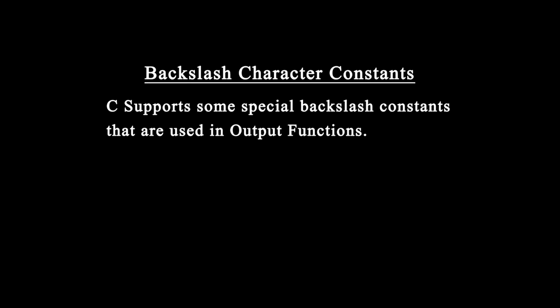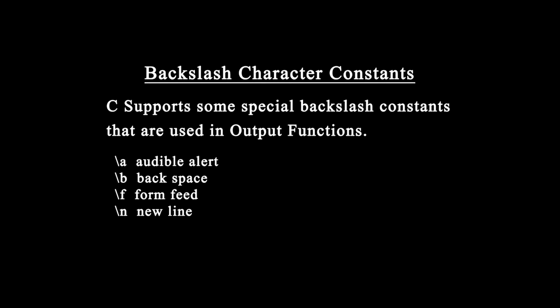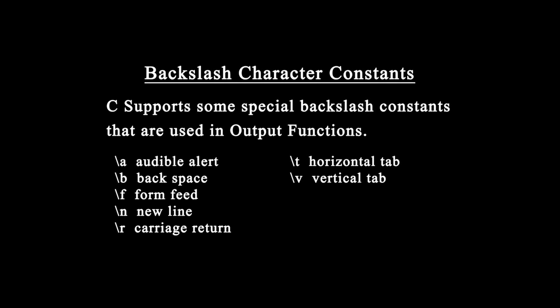As you can see here, backslash a means audible alert, backslash b means backspace, backslash f means form feed, backslash n means new line, backslash r means carriage return, backslash t means horizontal tab, and backslash v means vertical tab, and so on. There are many more backslash character constants. So this is all about the constants in C.